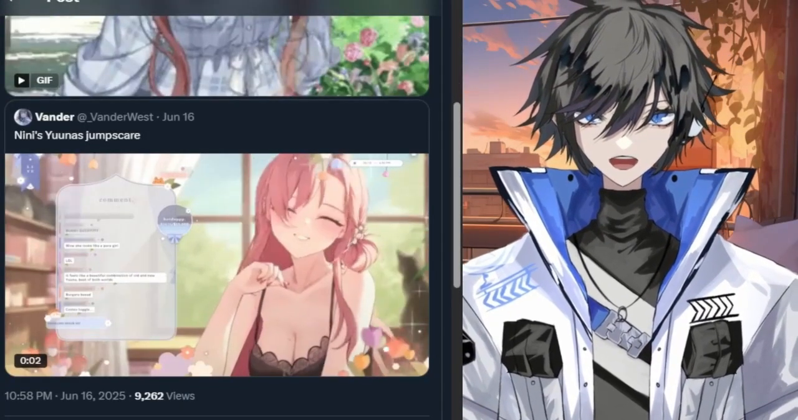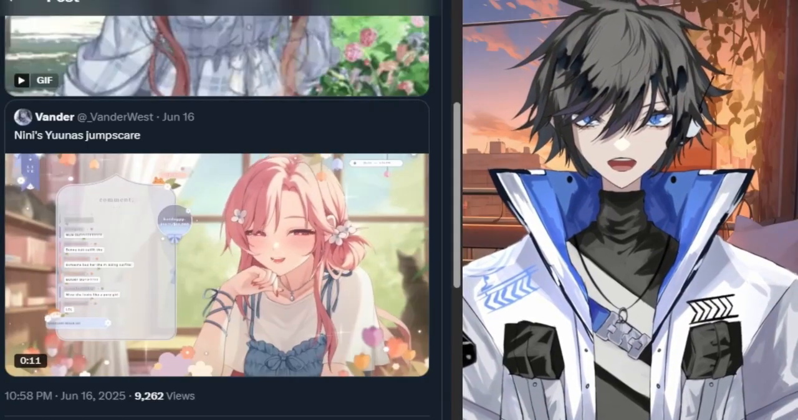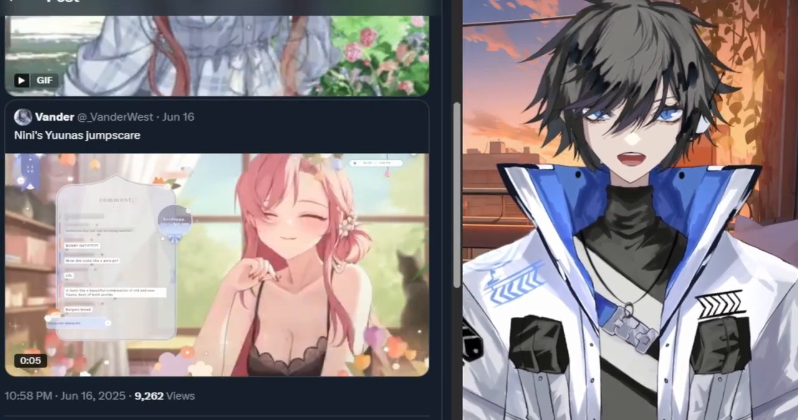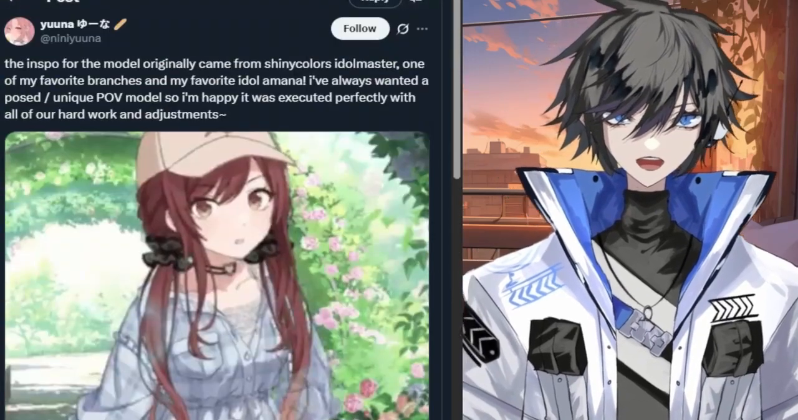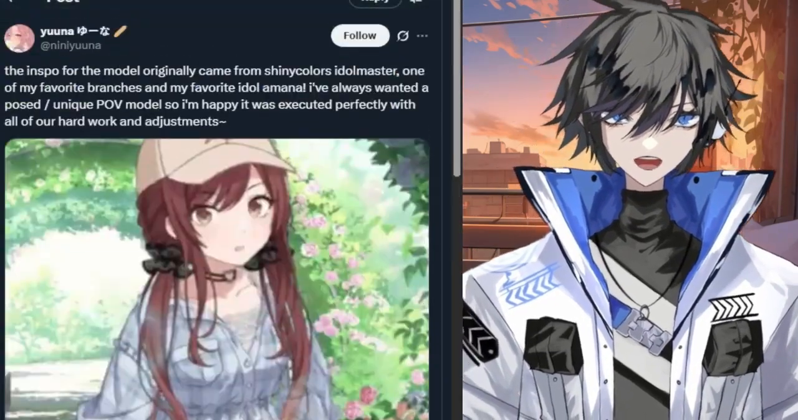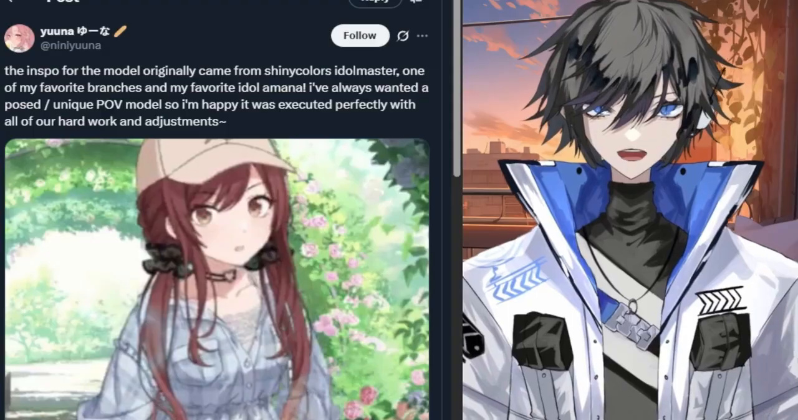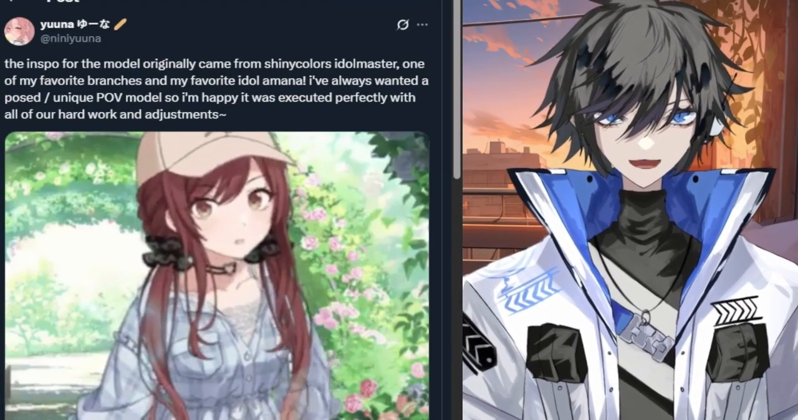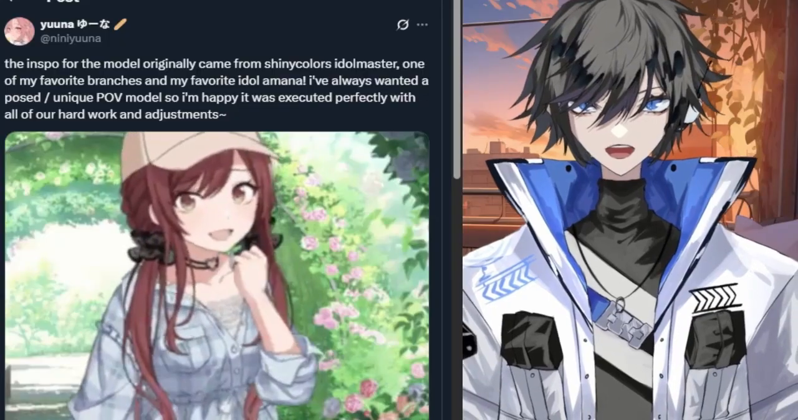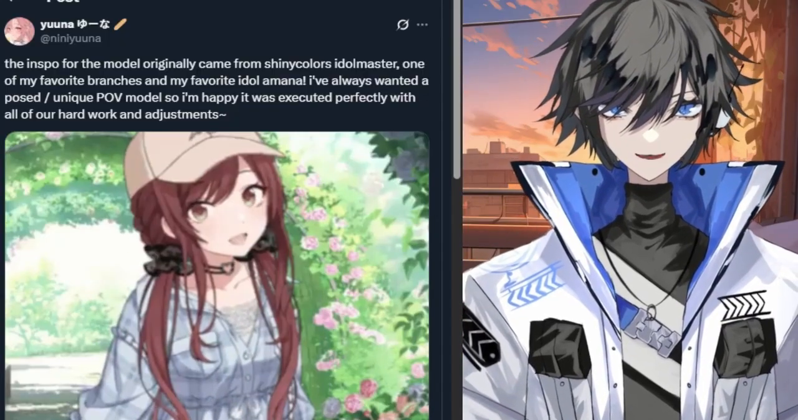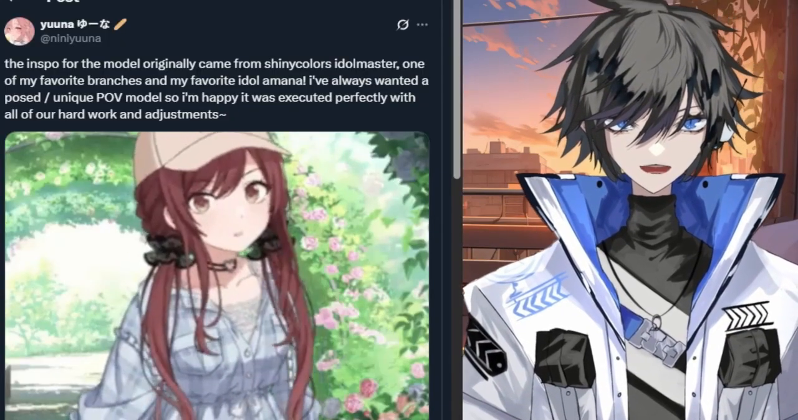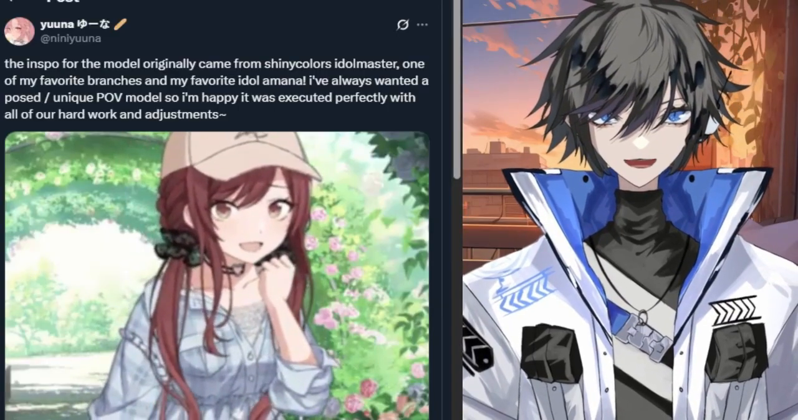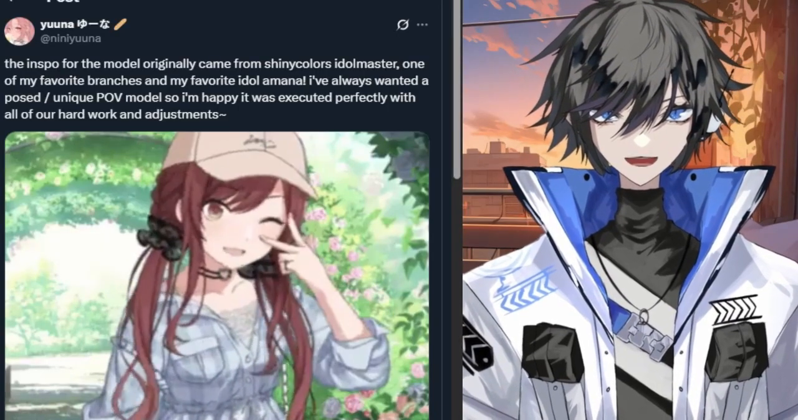It spawned from just a random VTuber playing with a toggle where she went from wearing her clothes to not wearing her clothes. And I guess this feels a little personal because she wanted to commission the model, and apparently the inspiration was from Idolmaster, with Yuuna saying the inspiration for the model originally came from Shiny Colors Idolmaster. Everything goes back to Idolmaster. One of my favorite branches and my favorite idol, Amana. I've always wanted a post/unique POV model, so I'm happy it was executed perfectly with all of our hard work and adjustments.